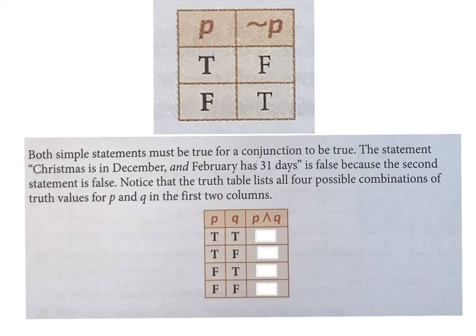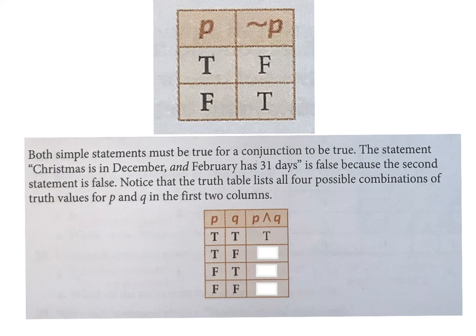So let's see what happens if we're looking at and. Remember with and, both pieces have to be true, okay? So let's look at this first one. The first statement is true. The second statement is true. So is the and statement true? Yes. So for this piece of the truth table, I would say true.